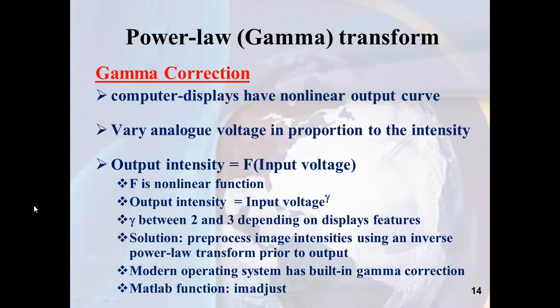The modern operating system has built-in gamma correction.